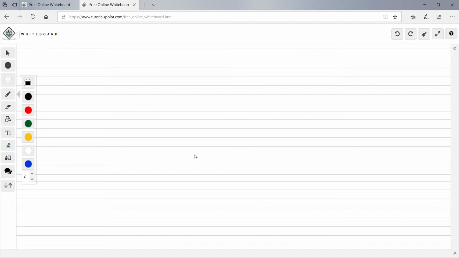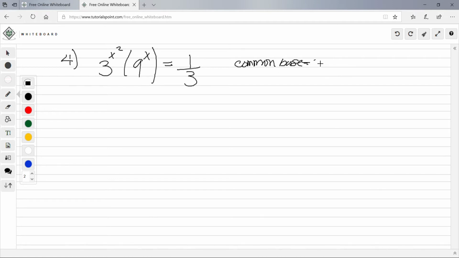Number 4. We have 3 to the x squared times 9 to the x equals 1/3. This looks confusing at first, but it's really not. We have a 3, 9, and 1/3. Let's get everything in a common base of 3.